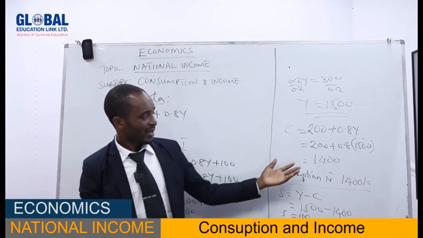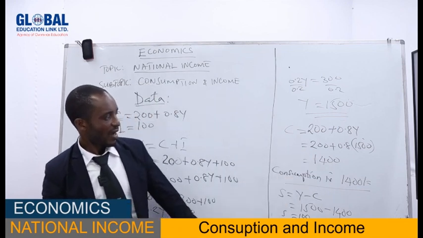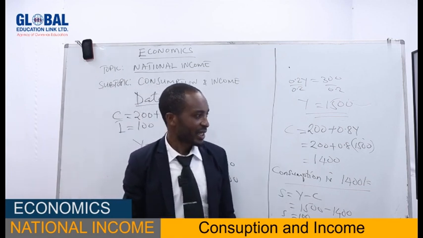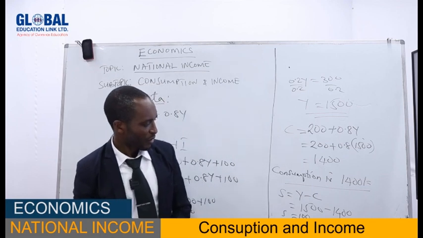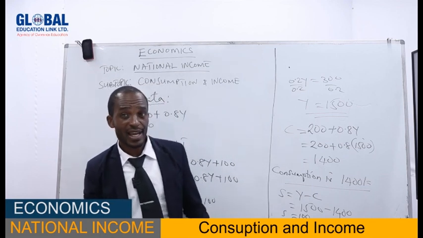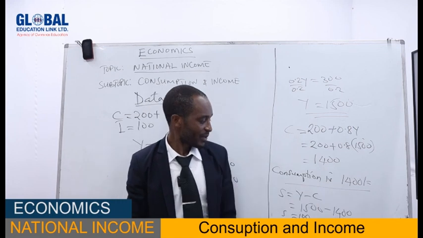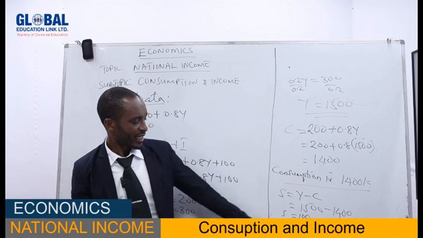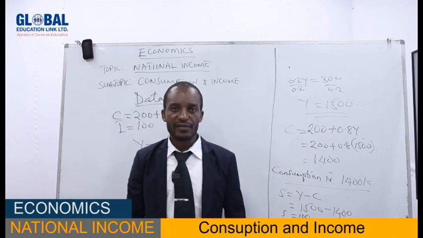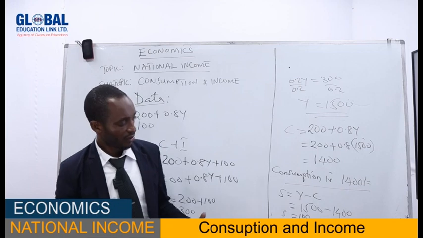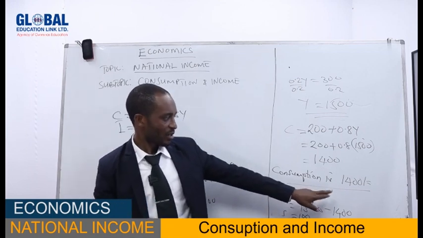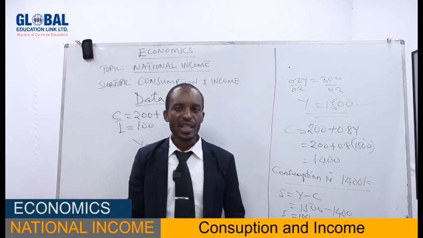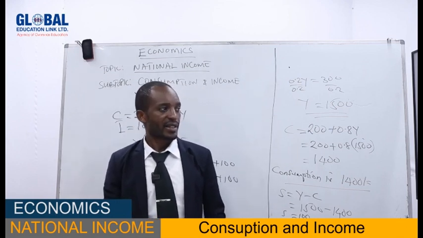So this is how we can solve this problem. And from this information we obtained, you can compare consumption and saving. You can see that the households in this society use a large amount of their income for consumption and a very small percentage for saving. Now let us see another example.